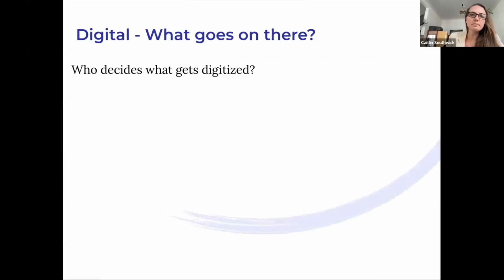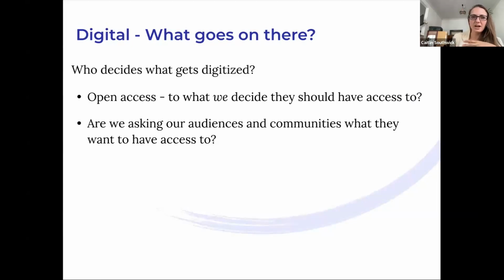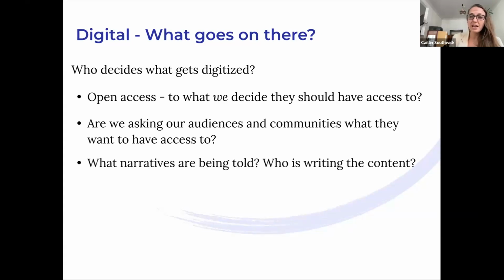So we talked a little bit about what we're digitizing. And of course, the answer here, a lot of times, is that we're not going to digitize everything in our collection. So then who gets to decide what's digitized? If things are open access versus behind a paywall, what is it that we're deciding that people have access to? Also, of course, are we making those decisions ourselves? Or are we making those decisions in collaboration with our audiences or our communities?